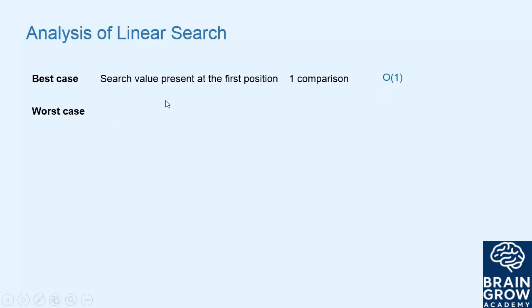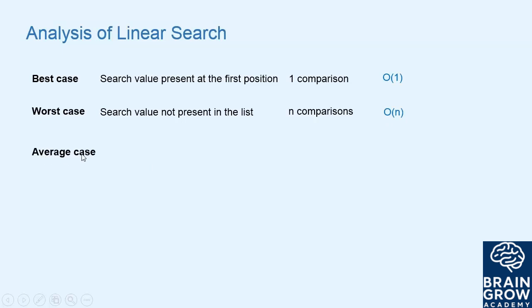Worst case is when the search value is not present in the list. And in this case, we have to loop through the entire list. So in the worst case scenario, there are n comparisons required to search for an item in a list of n elements. So the worst case performance of linear search is order of n.